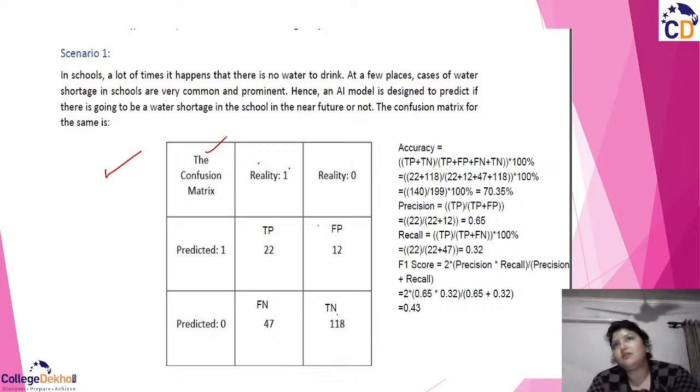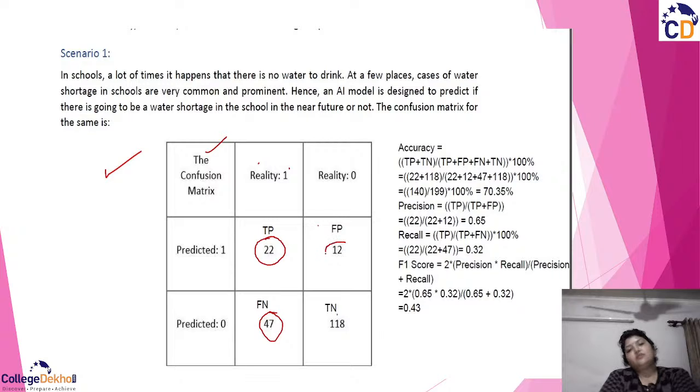So we will be making a confusion matrix and checking the reliability of the model. We found that there are values which are true positive, these are the values which are false negative, these are the values which are false positive, and these are the values related to true negative.